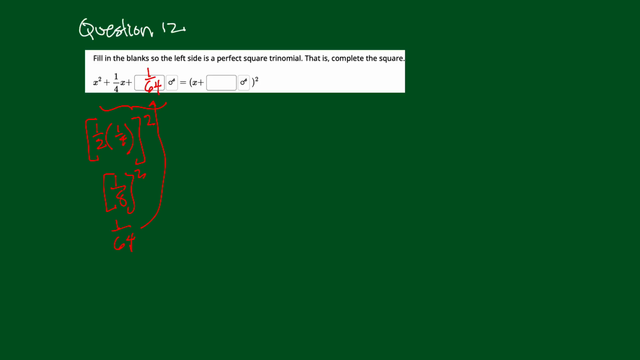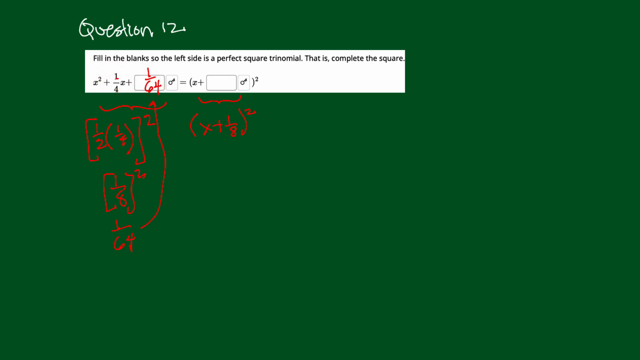Now, what have we got over here? On this one over here, x plus what? Okay, well, here's what this thing is. This part right here is going to be x plus that 1/8. All right, just take half of this coefficient. So that's that 1/8 squared. And sure enough, if you square this, you're going to end up with this right here.